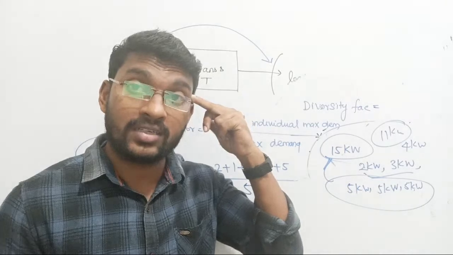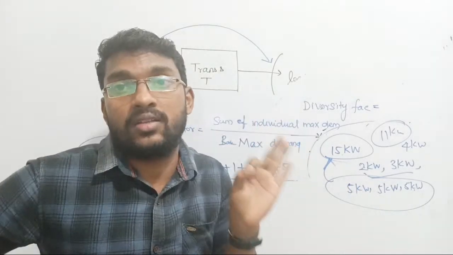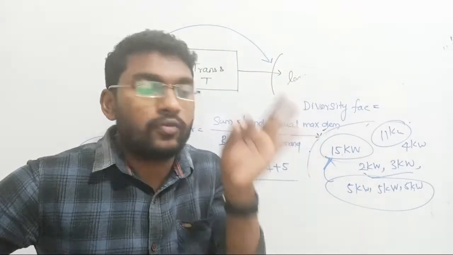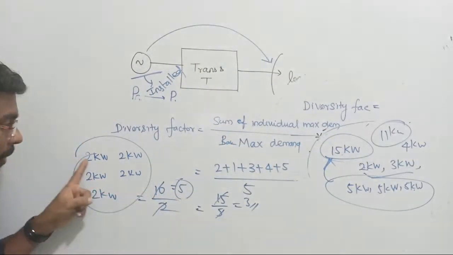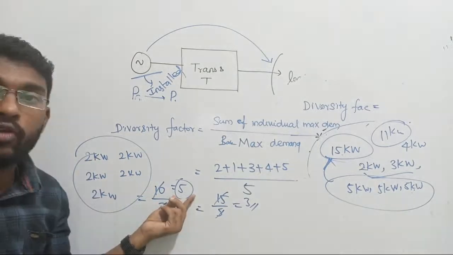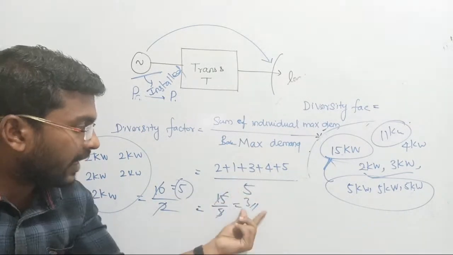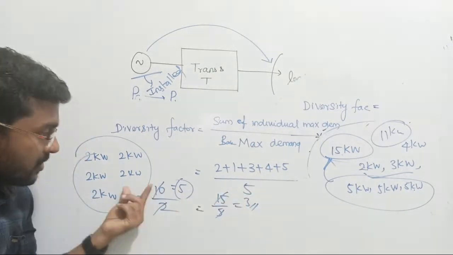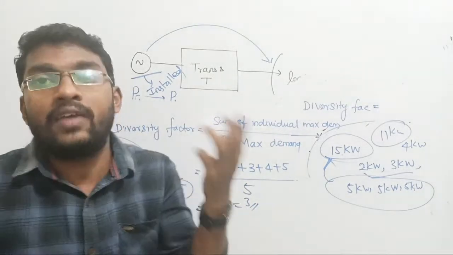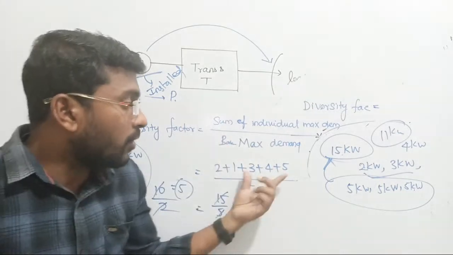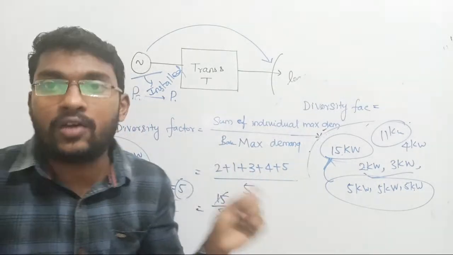So what I can suggest here: diversity factor in the sense, power has to be uniform. If the power is uniformly distributed, then the diversity factor will become very high. See there, power is uniformly distributed, diversity factor will become 5. Power is not uniformly distributed, diversity factor will become only 3. So what is the difference between these two people? Uniform distribution will always give you a very high value of diversity factor. Non-uniform distribution of the power will give you a less value of diversity factor.